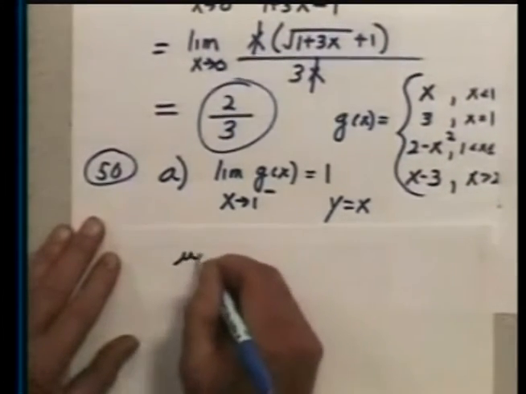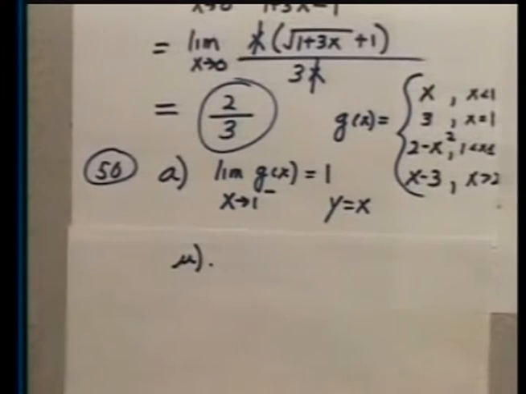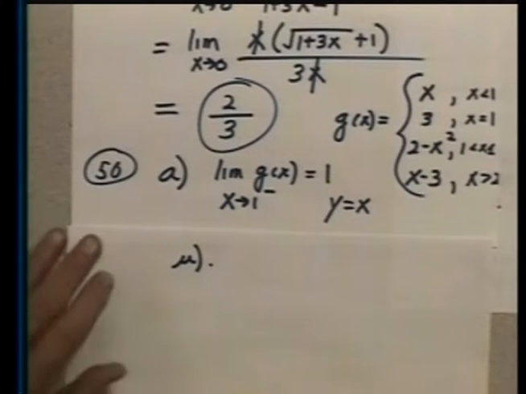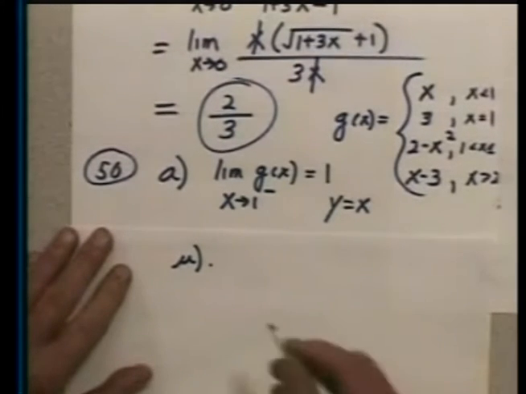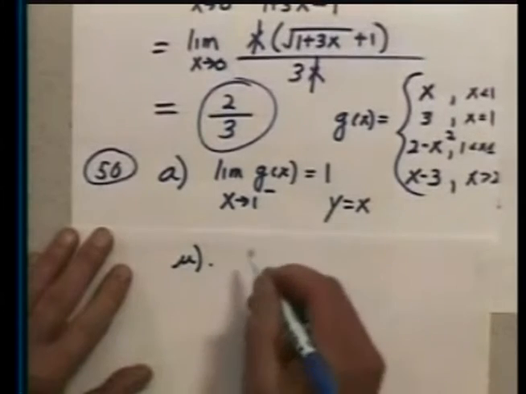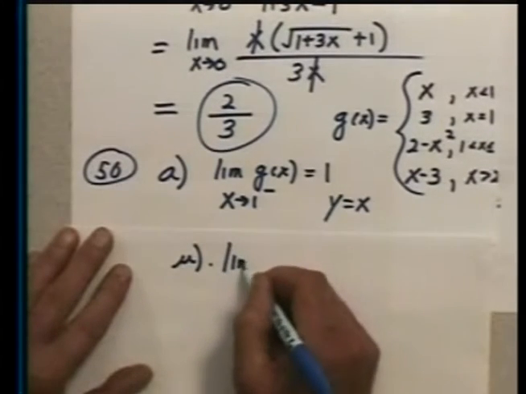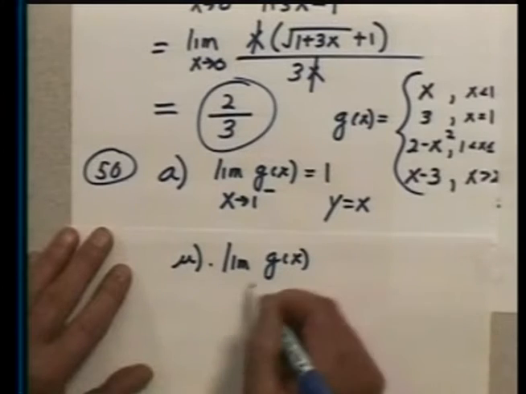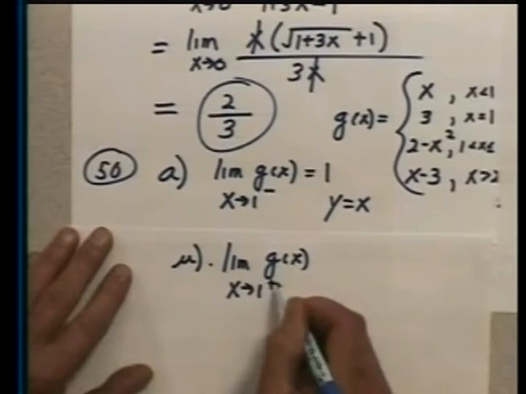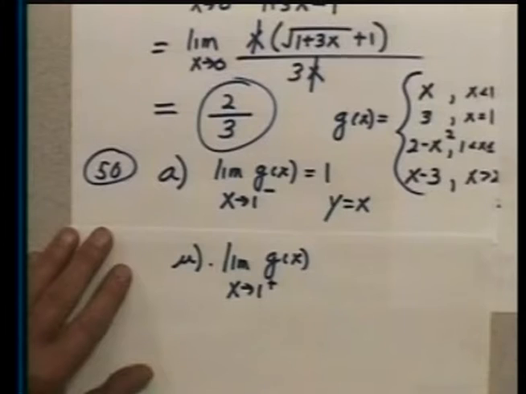That's the double I part. I think I'm seeing that correctly, 1, period, right? Okay. Well, we already know the answer to A is 1, right? Now I've got to check what's the answer if you approach 1 from the right. Well, what branch am I on if I'm approaching 1 from the right? The third one. One from the right.